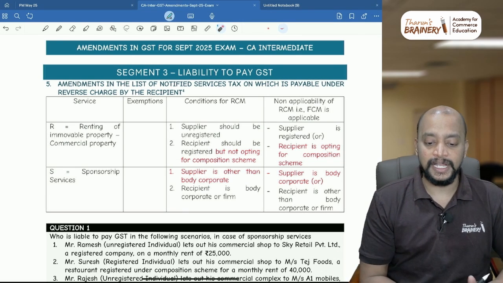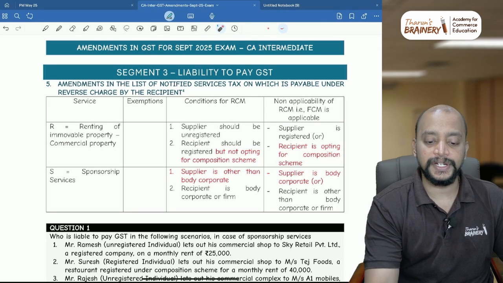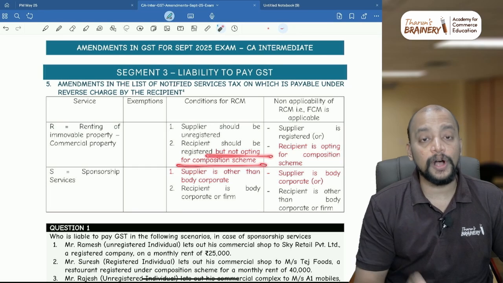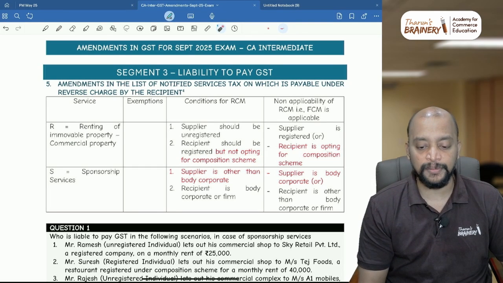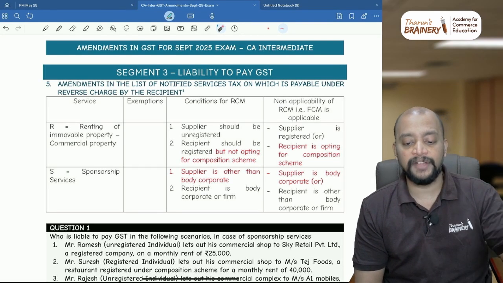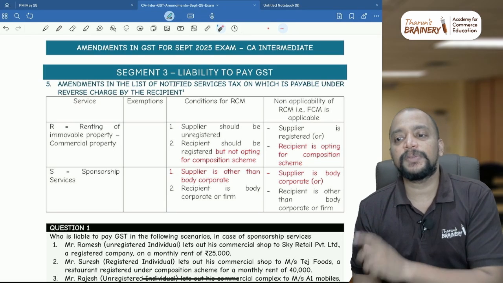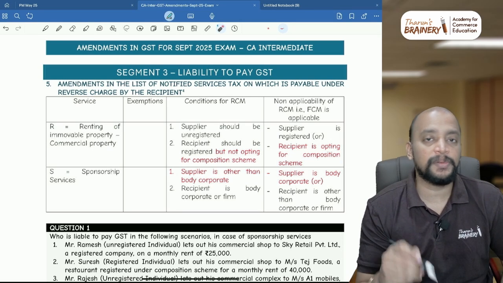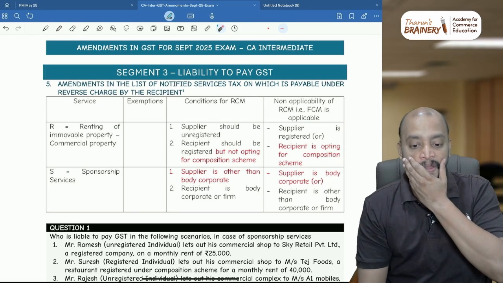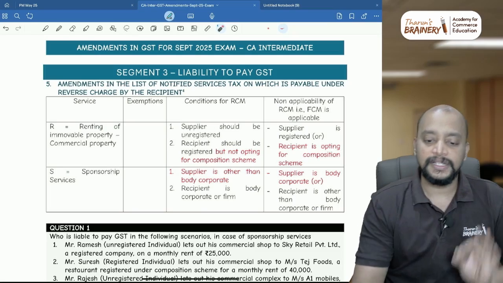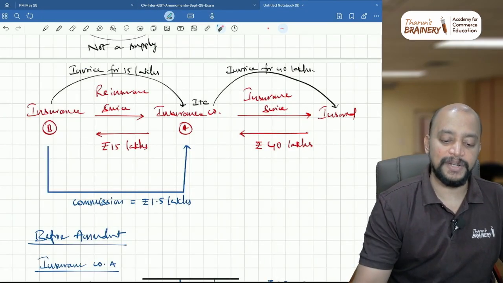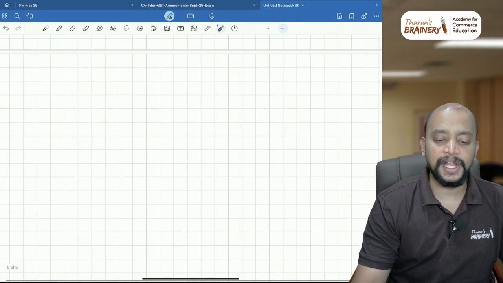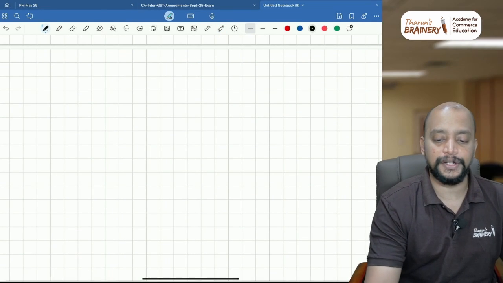So the supplier should be unregistered, that's the first point, and the recipient should be registered but not opting for composition scheme. What if the recipient is opting for composition scheme? Then FCM only will be applicable, RCM will not be applicable. So first we need to check, see the flow chart. The flow chart will be simple here. First, what do you need to check? Is it renting of immobile property or not?